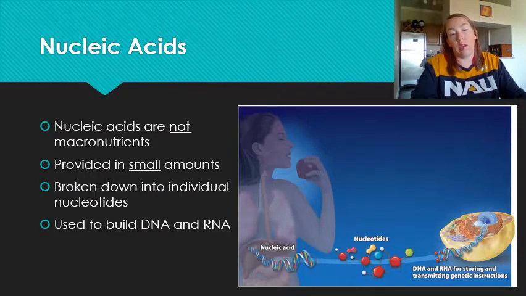Also, we do not get any energy at all from nucleic acids. They're strictly structural.